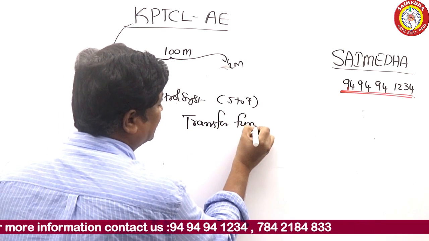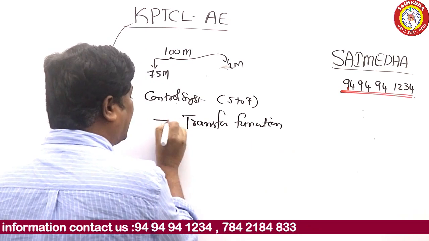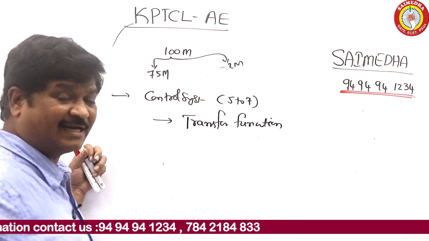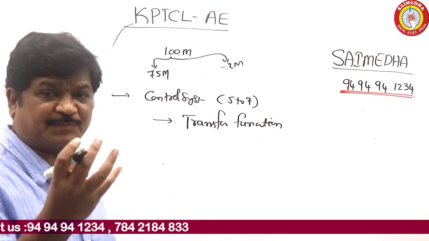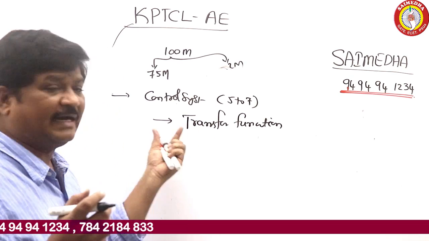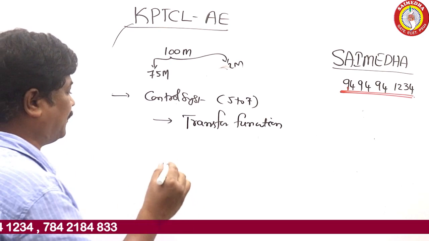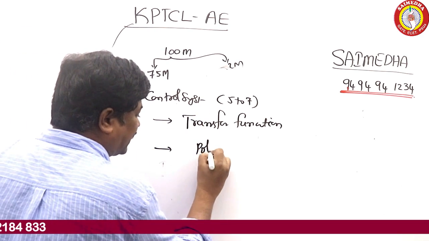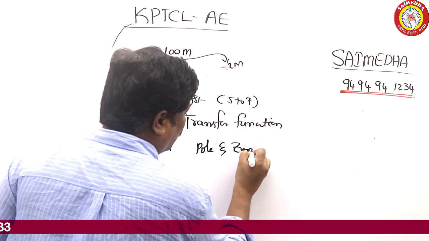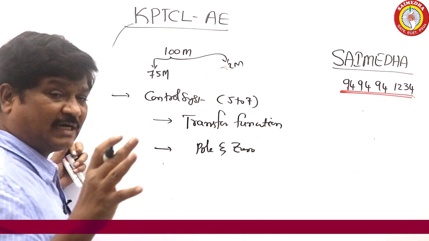Transfer function. This is also a repeated question in our competitive exam in electrical engineering. Finding the transfer function. Output response by input response. How to find the transfer function. That is very, very important. And calculation of the poles and zeros. Pole zero calculations. How many poles are there in the network?